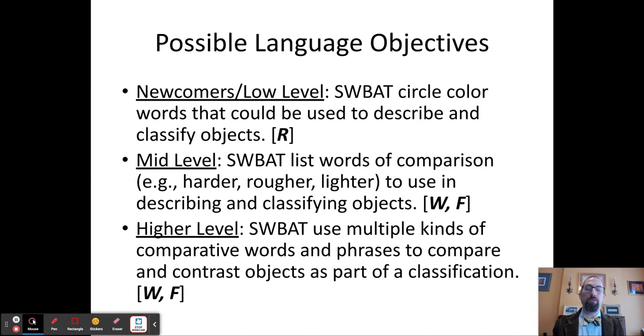And then for higher level students, students will be able to use multiple kinds of comparative words and phrases to compare and contrast objects as part of a classification. And so here, this is a writing objective with also focus on form.